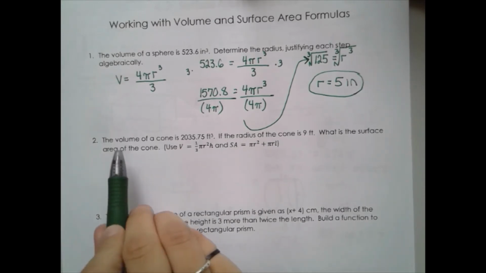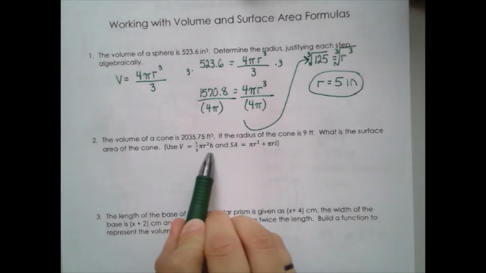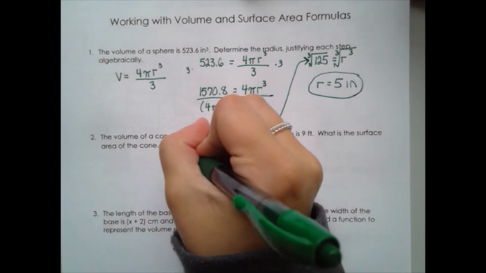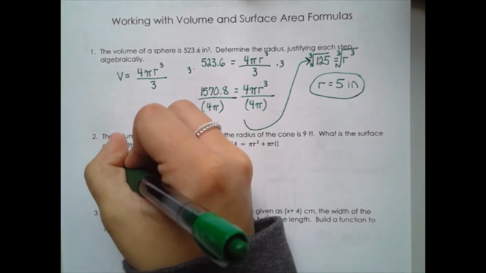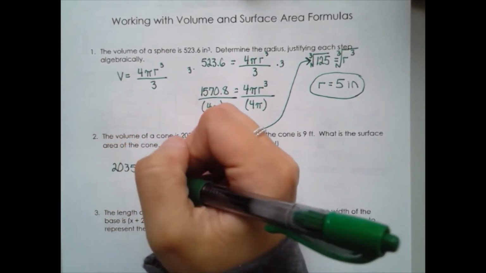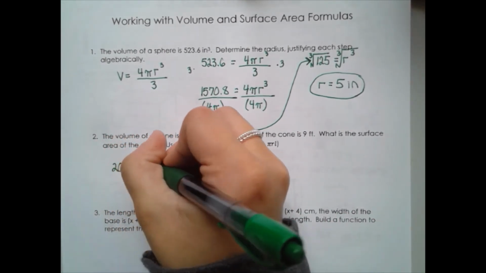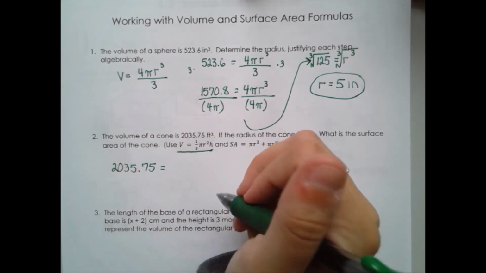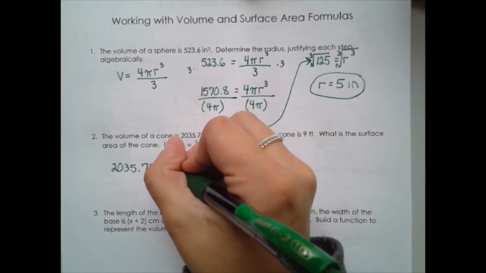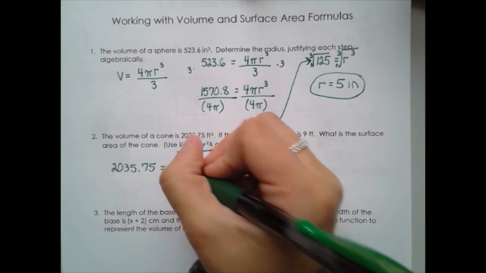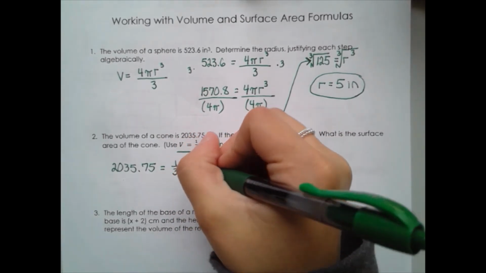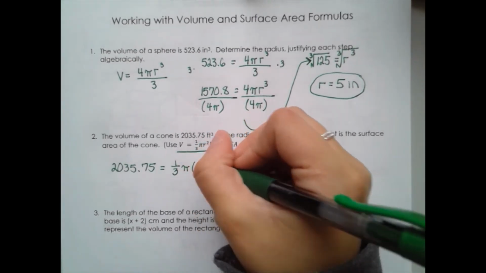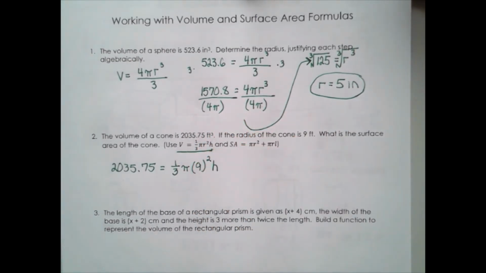So the volume of a cone means we want to use this formula first. We know what the volume of that cone is. It's 2,035.75 feet cubed. And that's going to be equal to 1/3 pi. We've been told that the radius is 9 feet, so 9 squared times h, because we weren't told the height.